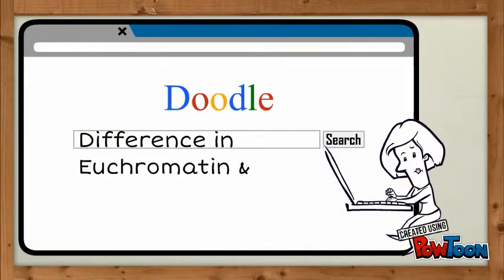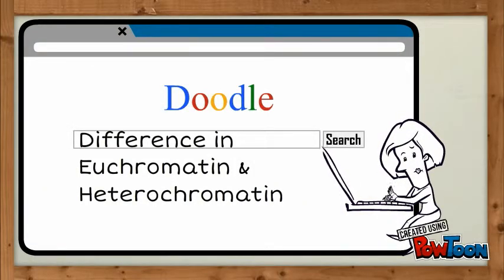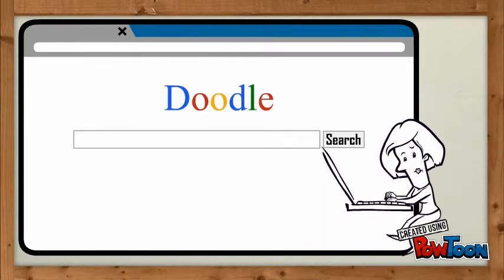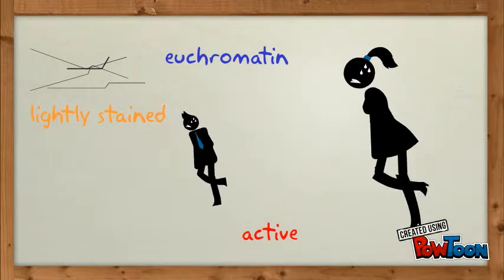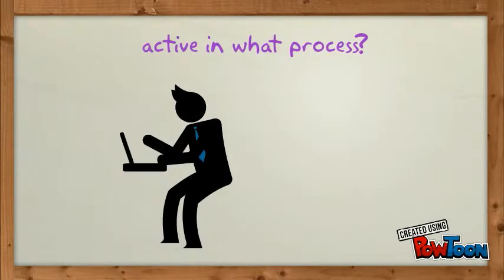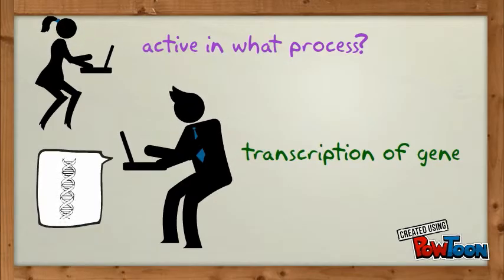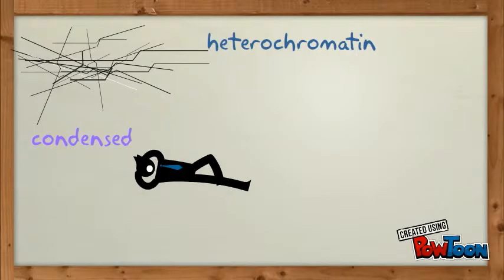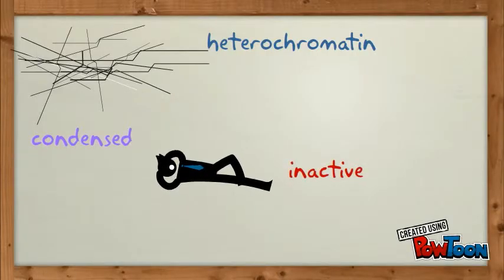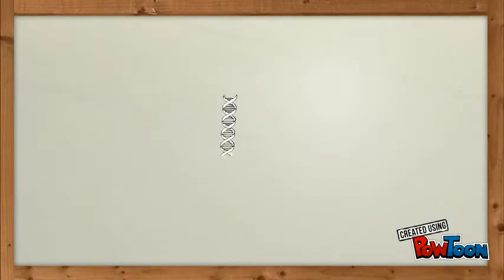Chromatin are categorized into euchromatin and heterochromatin. Now, let us see what are the difference between these two. Euchromatin is a lightly packed form of chromatin that is enriched in genes and is often active. Active in what process? Active in gene transcription. For heterochromatin, it is a tightly packed form of chromatin and not active for most of the time.